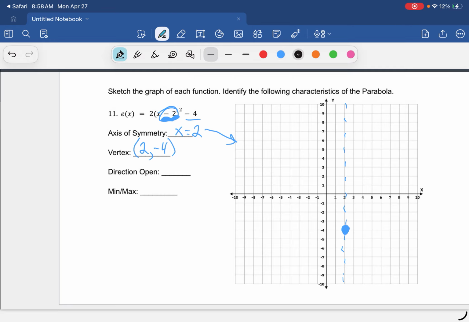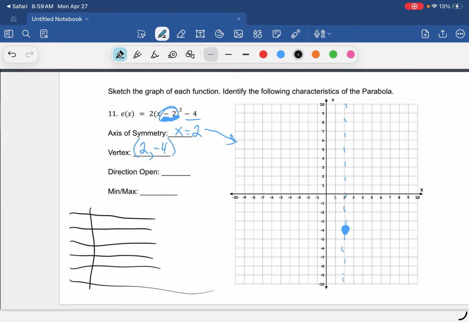Now, when I go to graph, everything is just about the vertex. I only care what is happening right there, just near the vertex. And the reason why everything is so vertex centered is if I choose a point too big or too far away from my vertex, it's going to go off the graph. So when I go to make my table, we need 5 points. So 1, 2, 3, 4, 5.